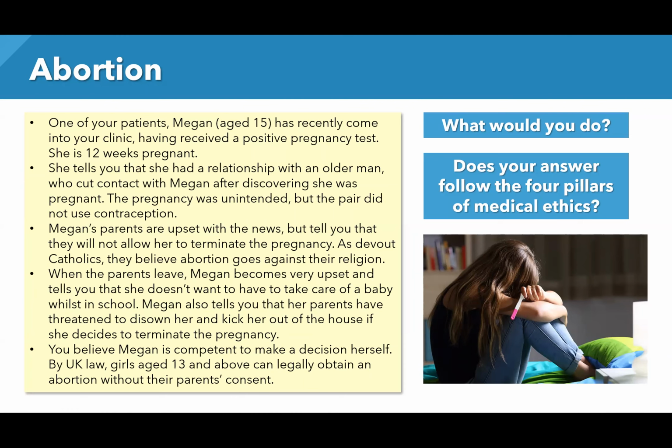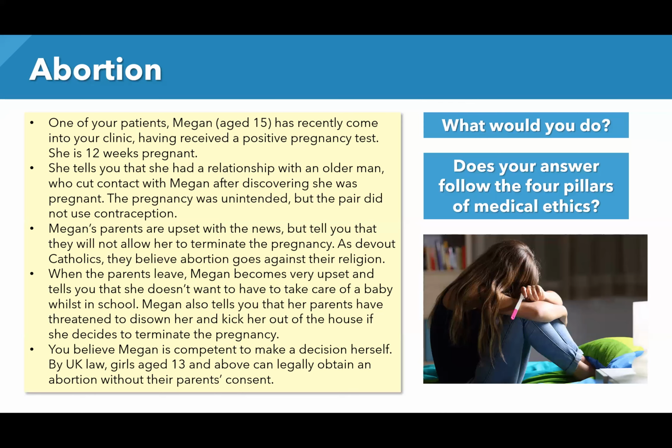But at the same time, some people might argue that as a 15-year-old, so as a girl, essentially she is not ready to go through a pregnancy yet. So that's a counter argument there. So that's from the point of view of autonomy. Now, I should point out that, as we can see at the bottom of this case study, by UK law, girls aged 13 and above can legally obtain an abortion without their parents' consent. And therefore, in this situation, if this were a real situation, Megan would be able to obtain the abortion regardless of what her parents think. And if it was her will to do that, then the doctor would go ahead with that course of treatment.